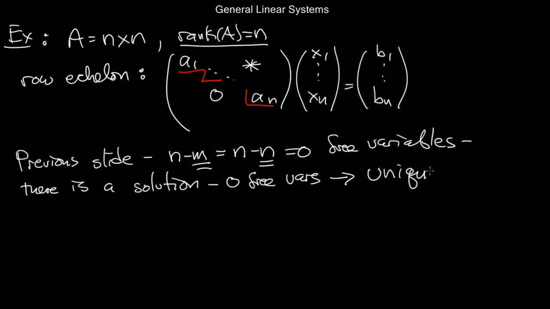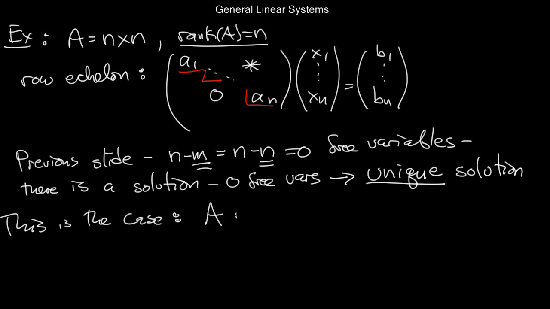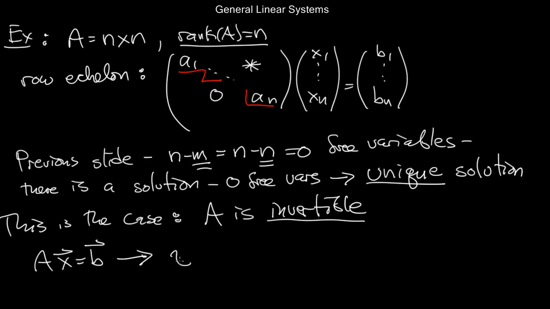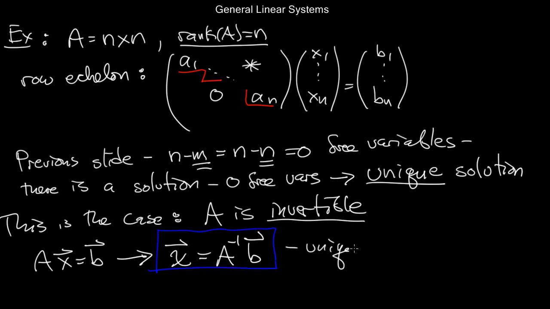And this is something we've seen before. This is exactly the situation where A is an n by n matrix, and it's invertible. We've seen this before. And when A is invertible, the solution to AX equals B is given by X equals A inverse B, and there's only one such thing, so it's unique. So we've recaptured what we discussed a few days ago in this case. All right, I think that's a good place to stop.